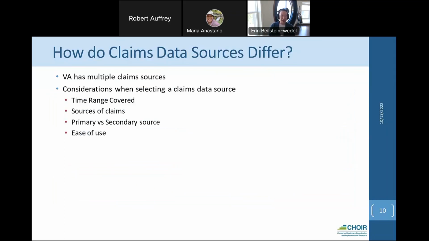So as I've alluded to, VA has multiple claims data sources, and three of them are on the DART, and there's another two coming. So what are you supposed to use? What are you supposed to say that you're going to use in your grant? It can be complicated, to say the least. So some considerations when selecting a claims data source: the different sources cover different time ranges. There are different sources of claims, like primary versus secondary source, which I'll get into a little bit more. And then just ease of use. Those are just some things to consider.